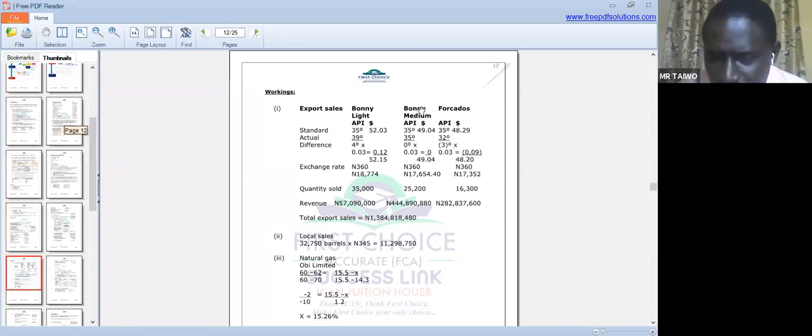For burning medium, $49.04 times the exchange rate of 360 gives you 17,654 naira, times 25,200 barrels. You do the same thing for focados, which will give you its total revenue. Add the three together, it gives you 1,384,818,489. That's the total export sales.